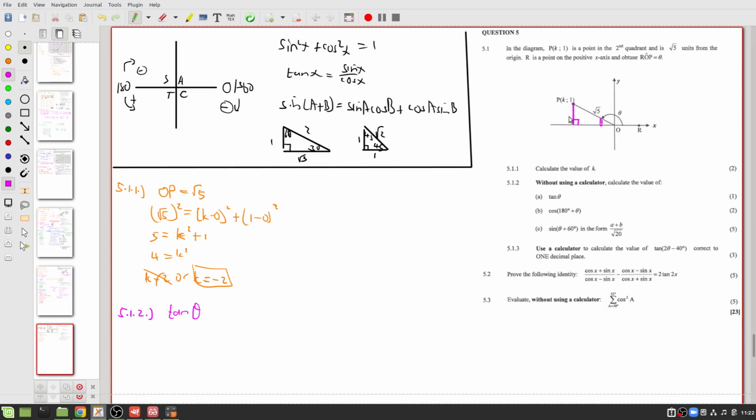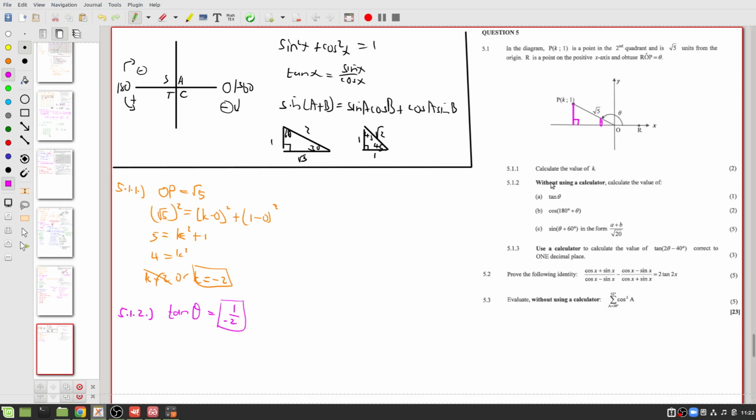So what is this value? This value is 1, right? So tan of theta is 1 over, and what is this value? Well, this distance is 2, but it's in the second quadrant, so it's -2, right? We know k is -2. So 1 over -2. And that's it.